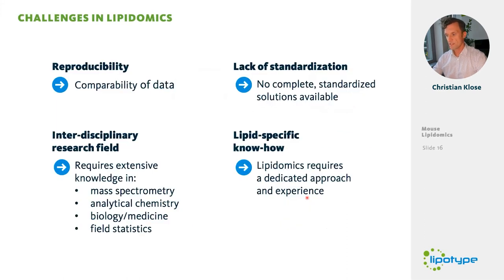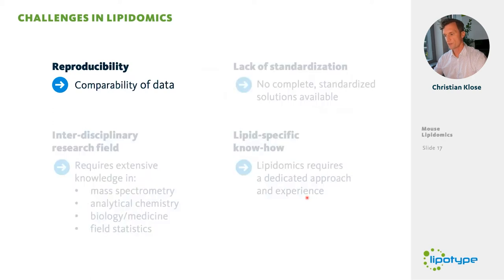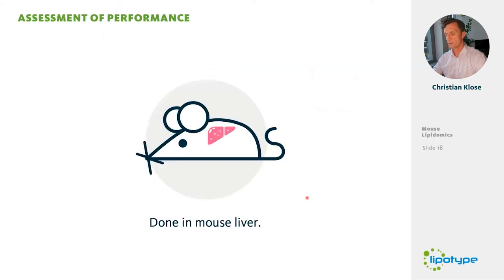In lipidomics, we face a number of challenges. And at Lipotype, we're offering solutions to actually any of these aspects. And I would like to focus now on the aspect of actual reproducibility and comparability of data. What we usually do here at Lipotype, for each matrix, which means for each sample type that we're looking at, we usually assess method performance, which includes parameters such as precision, repeatability, but also linearity, sensitivity, and things like that.